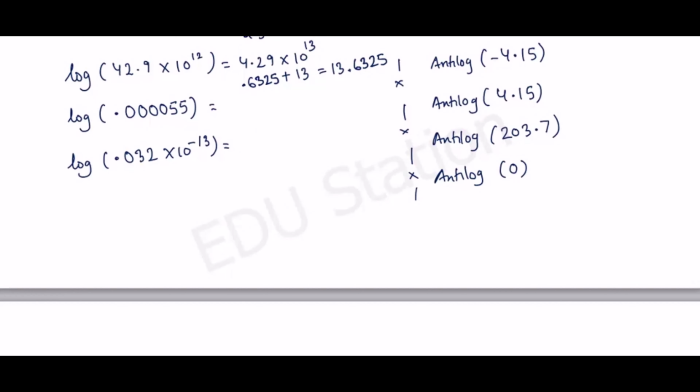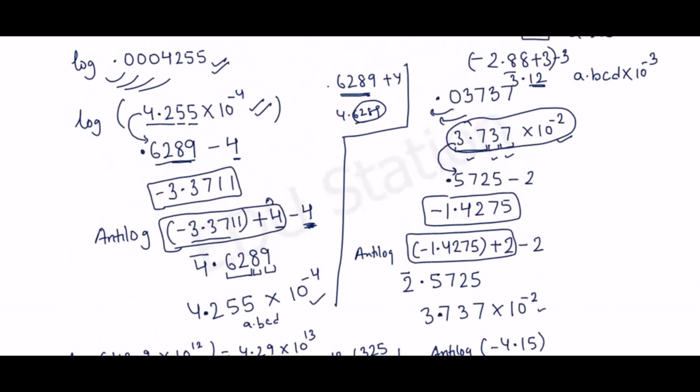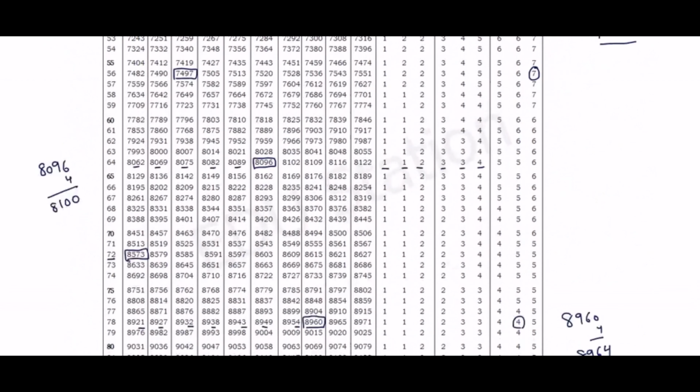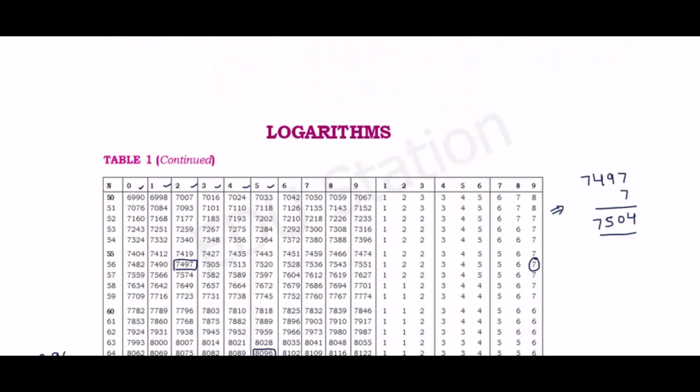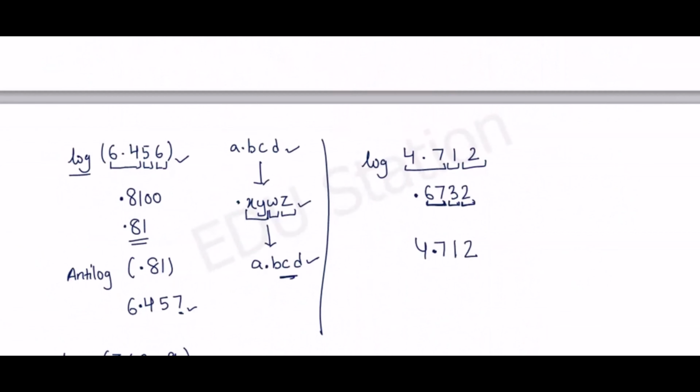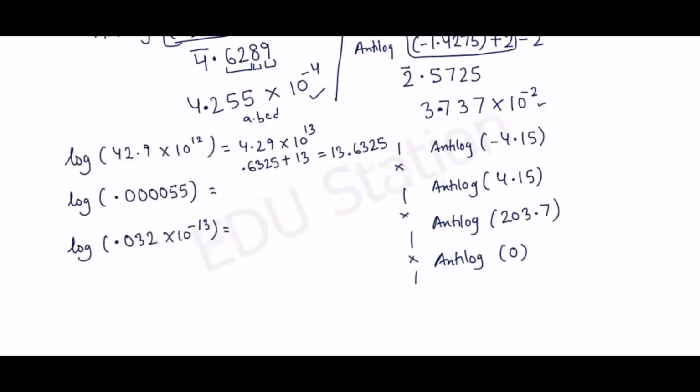42.9 is to be written as 4.29 into 10 to the power 13. Instead of 12, it will become 13. So you go to 42 in log table and column number 9. This should be your answer, 6325.